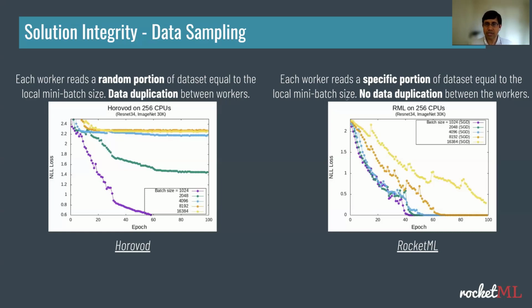But if you make sure that each worker is reading a specific portion and there is no data duplication, the convergence deterioration is minimal, and it doesn't exist in our implementation, and you can go to really large batches without suffering on the solution integrity, right? So here we were able to go all the way to 16,000 global mini batch, and we have not seen decay in terms of our convergence when we made sure there is no data duplication. So data sampling is an important aspect to take care of when you're working around HPC servers for deep learning training.